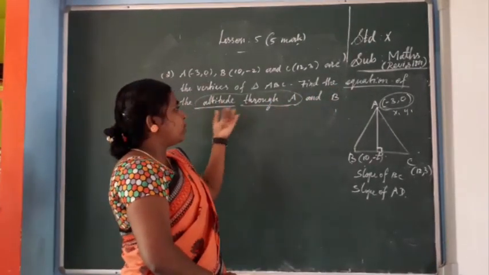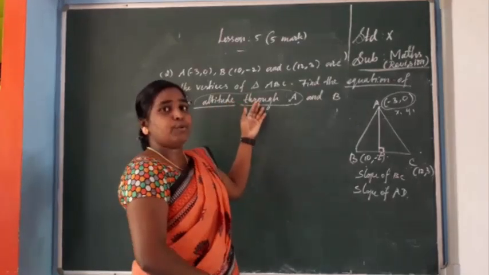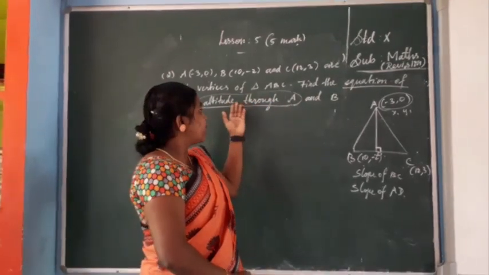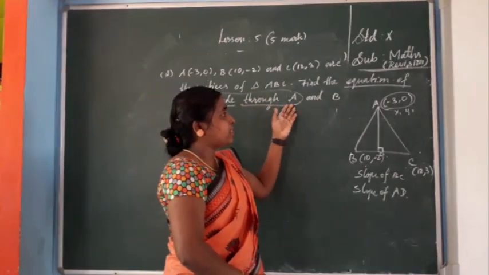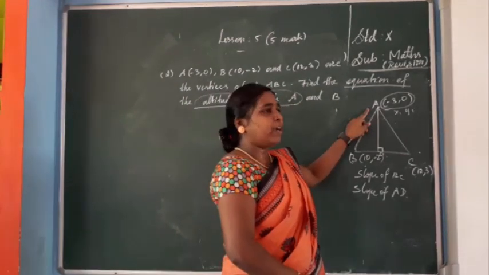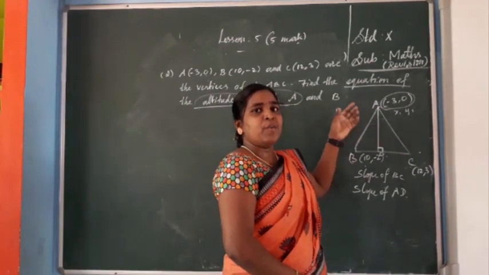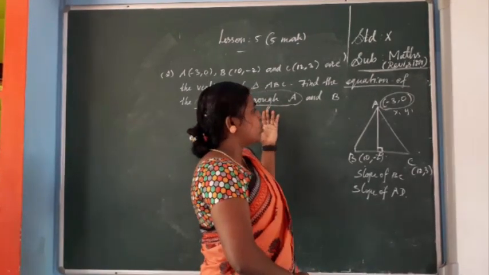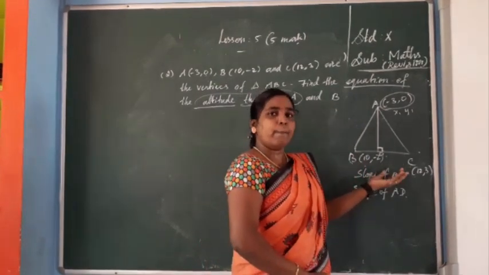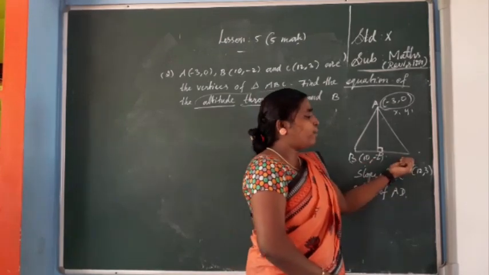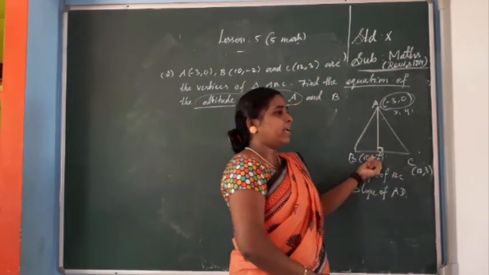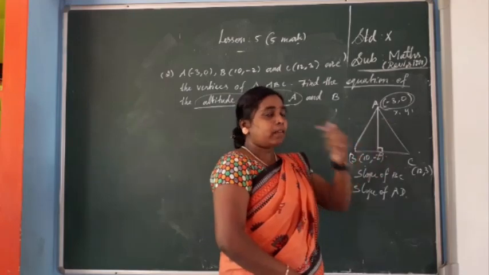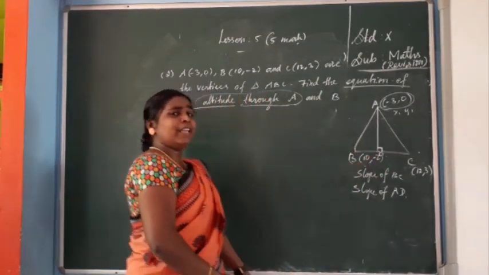Actually, first we are going to do the equation of the altitude through A only. So the equation of the altitude through A means A is x1, y1. So one point is there. We need one more point or one slope. This is an altitude, so anyway we have to find the slope only. So first the slope of BC, next the slope of AD. From BC we can form the slope of AD.